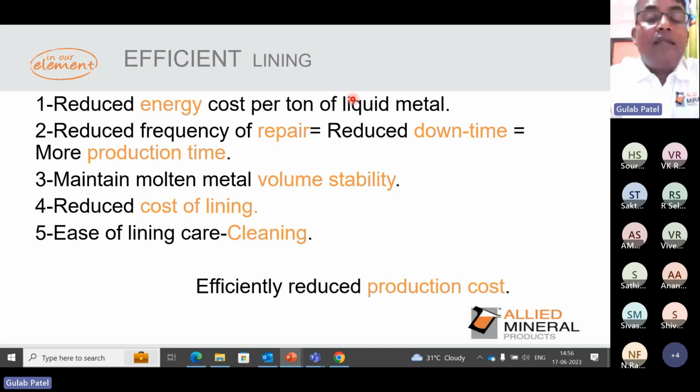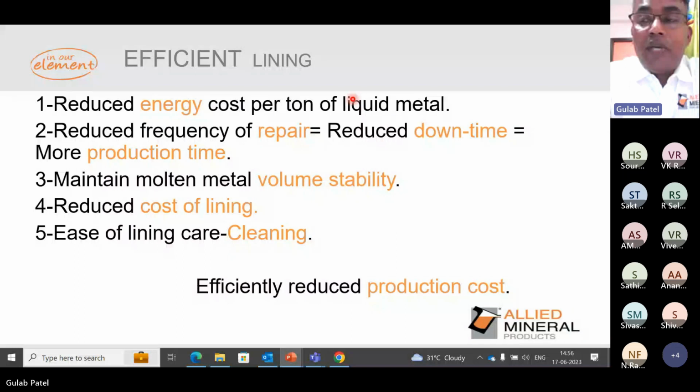Then, reduced cost of the lining, meaning how we can work out the best lining configuration, as well as a longer lining life, which altogether combine into the ownership cost of the lining. Then, the fifth point is the ease of lining care. The shop floor people are working on the equipment, but cleaning is a minimum application of running those furnaces. It has to be done periodically. Cleaning is a very integral part when dealing with aluminum melting, holding, or handling liquid metal. If we achieve all of these together, it is definitely going to directly reduce your production cost.